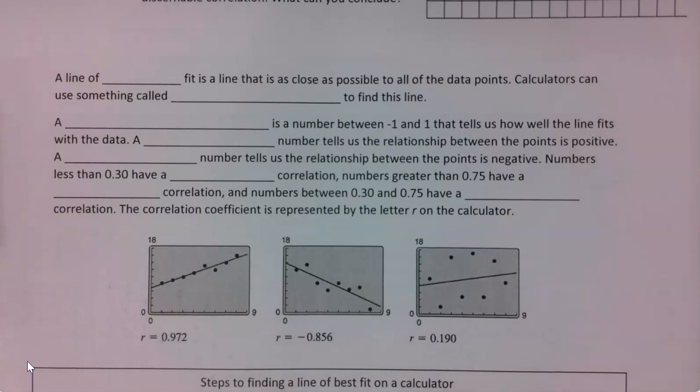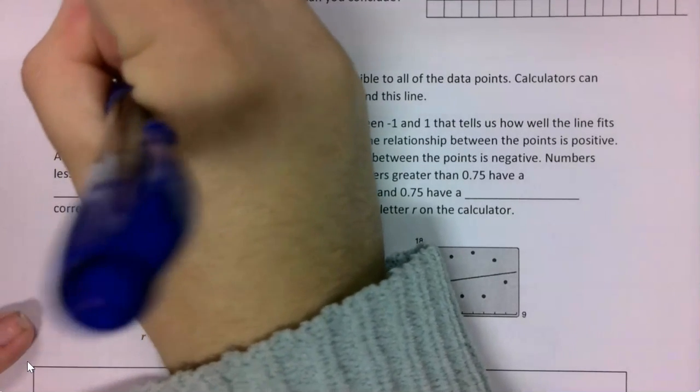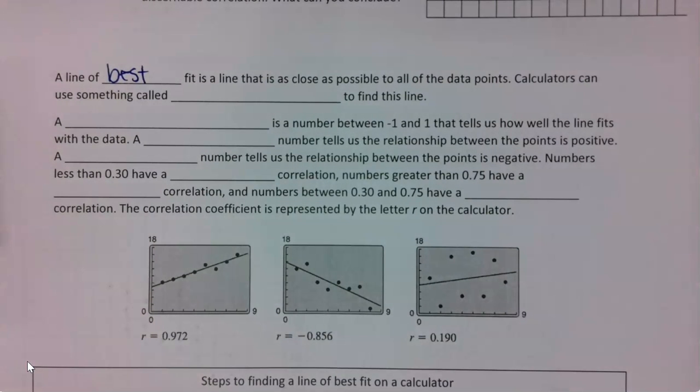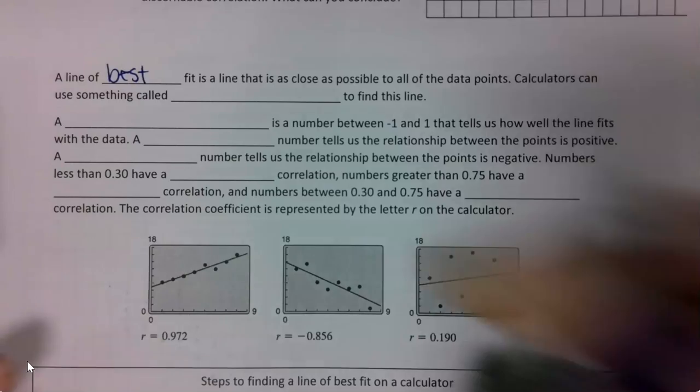Okay. So the last thing we're going to talk about is a line of best fit. It's the line that fits as close as possible to all the data points. Calculators can use something called regression to find this line.